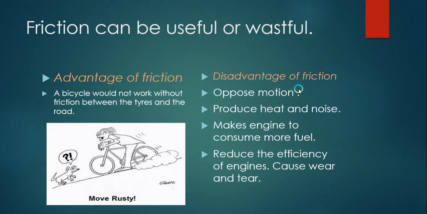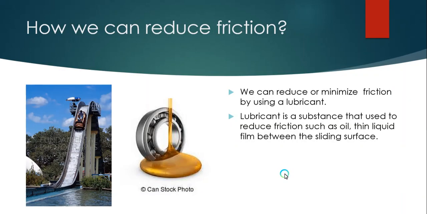We know that friction opposes motion, so it will reduce the speed and reduce the motion. Number 2, friction produces heat and noise. Number 3, it also makes the engine consume more fuel. And number 4, friction reduces the efficiency of the engine and also causes wear and tear.